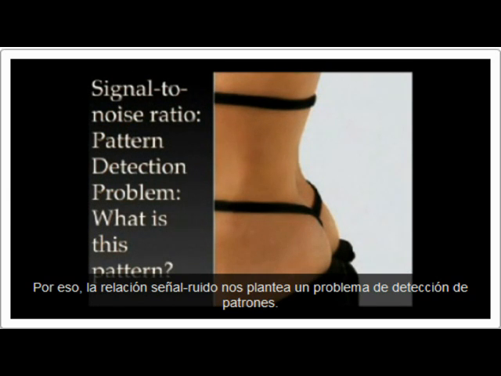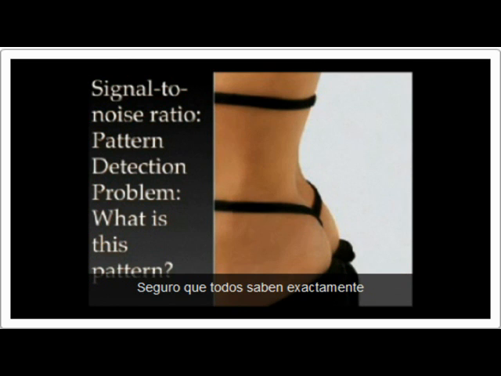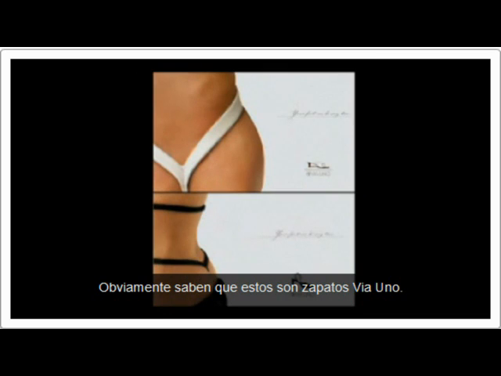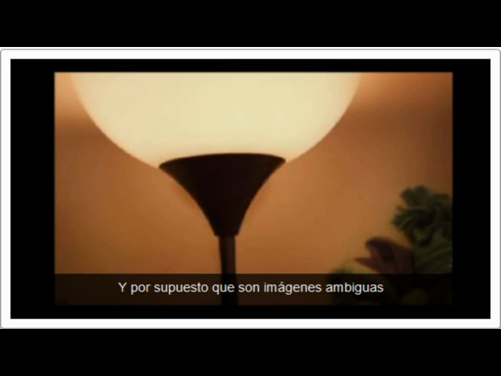So the signal-to-noise ratio then presents us with a pattern detection problem, and of course you all know exactly what this is, right? And what pattern do you see here? Again, I'm putting your anterior cingulate cortex to the test here, causing you conflicting pattern detections. You know, of course, this is via uno shoes. These are sandals. Pretty sexy feet, I must say. Maybe a little photoshopped.